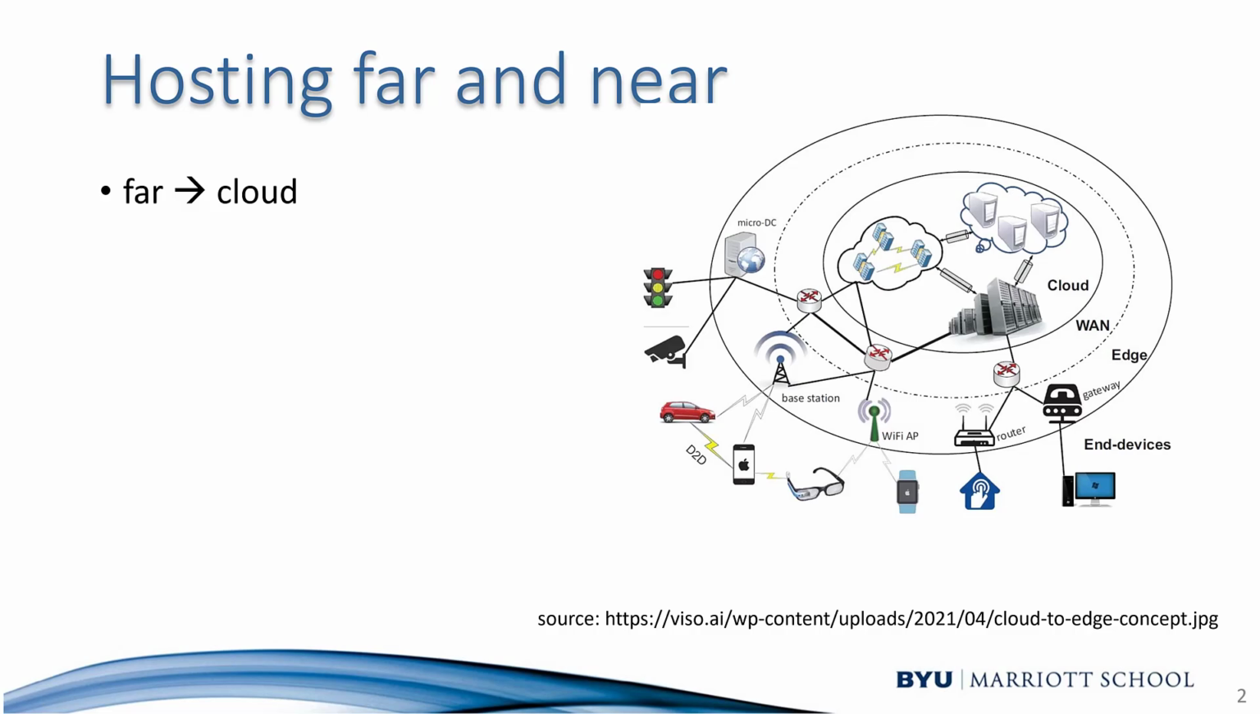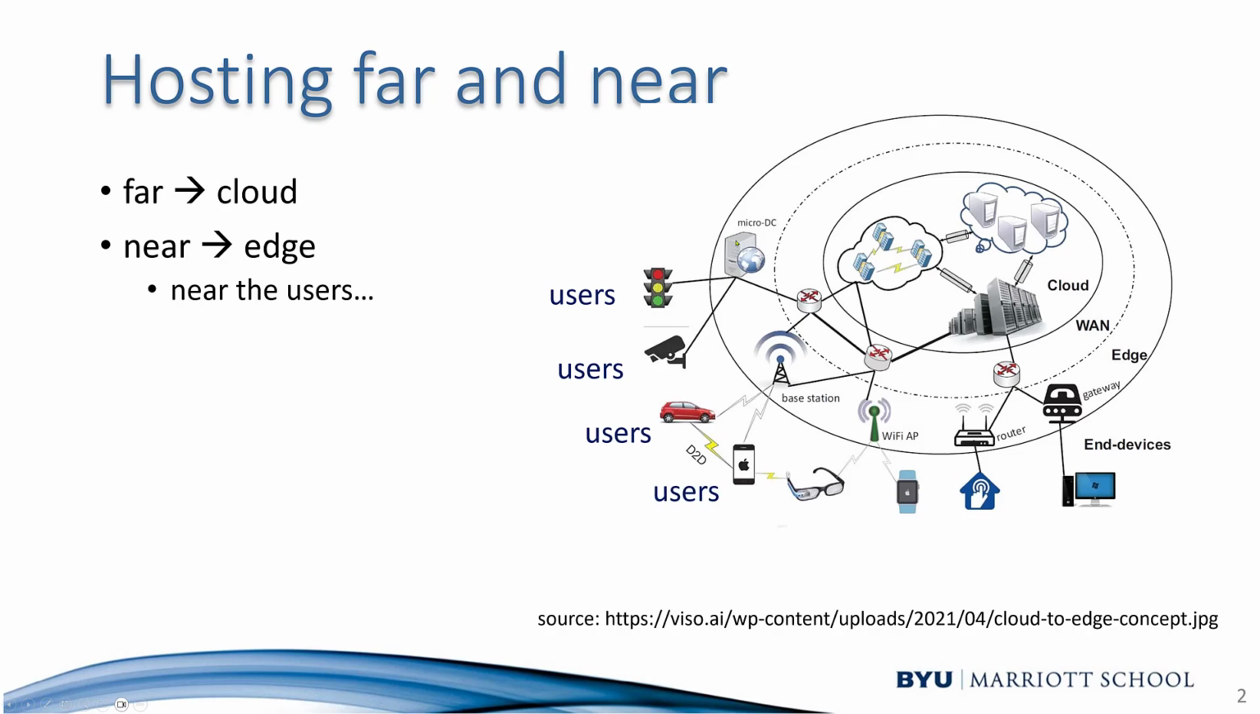And here we have a picture that kind of depicts a cloud. I think it's an interesting picture. We have the cloud there, a WAN, a wide area network. We have what's called the edge. The edge is kind of near the user. So you have edge devices like cell phones and smart glasses and watches, all kinds of edge devices. So far is the cloud, and we think of near being the edge, near the users. So here are all the users over here using their different devices.